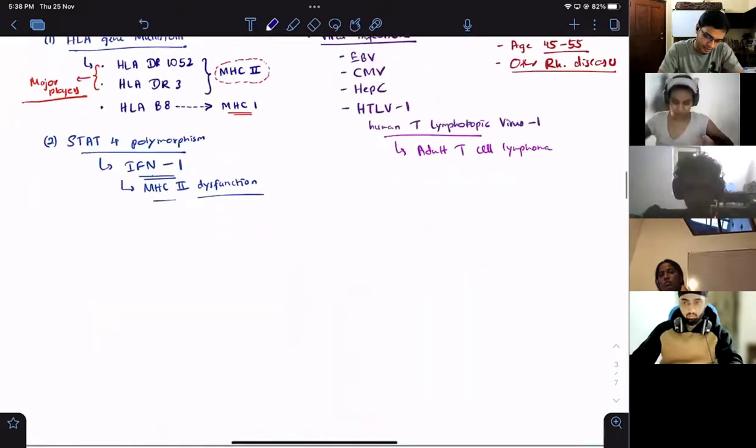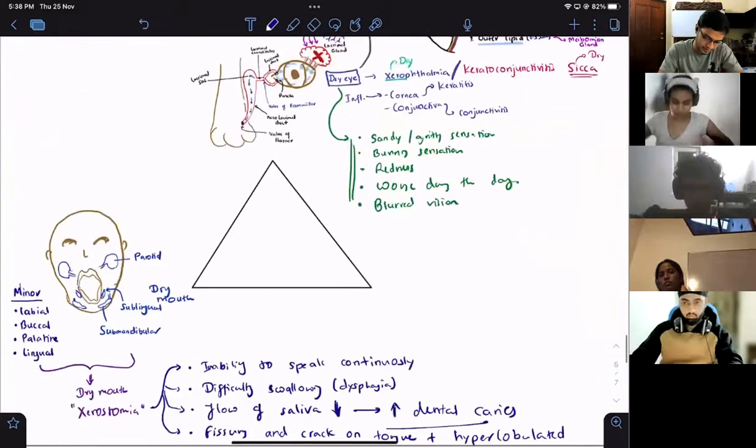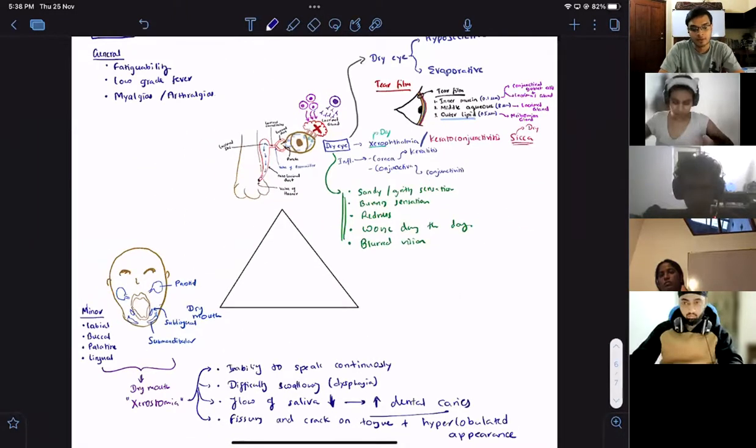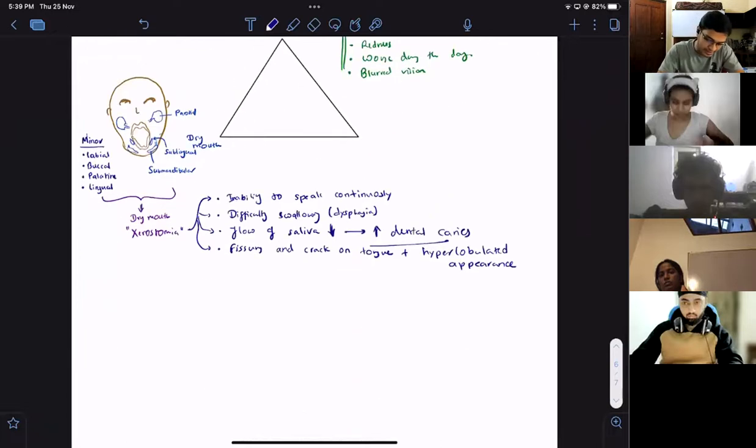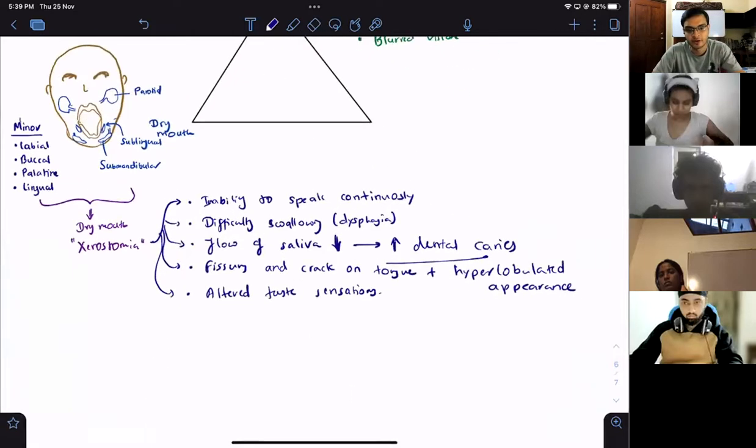Right. Then, where were we? Right, we are here. And again, in further severe cases, sometimes they can have altered taste sensations, especially due to this fissuring and cracks. They are going to destroy the taste buds, so there's going to be altered taste sensations.